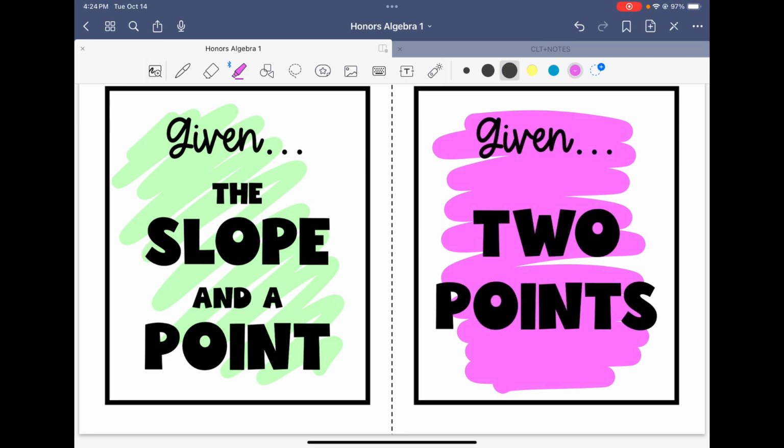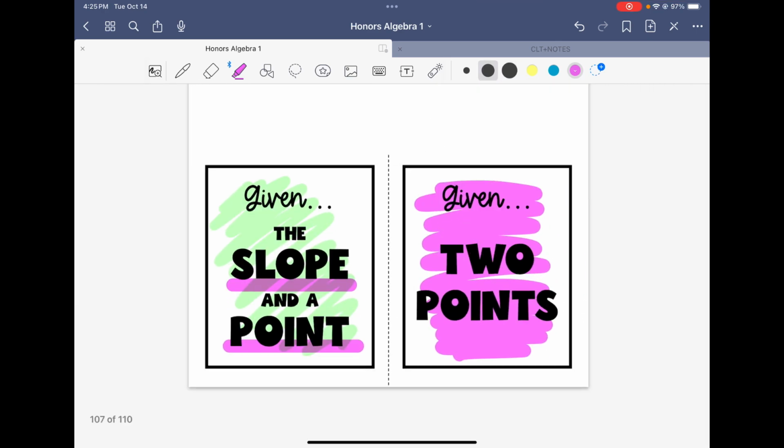We're actually going to use what we learned previously with a slope and a point to help us, but I'm just going to focus on this right side. I will have a picture in Canvas of both sides' notes filled out totally, so you can have them both there as a reference if you would like them. Okay, so let's get going into the given 2 points part here.